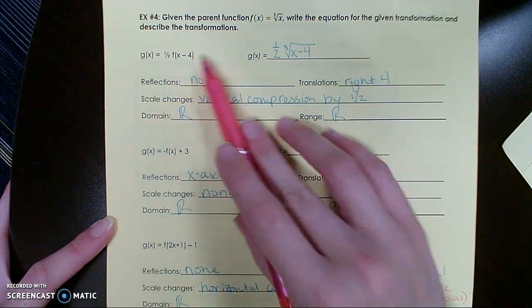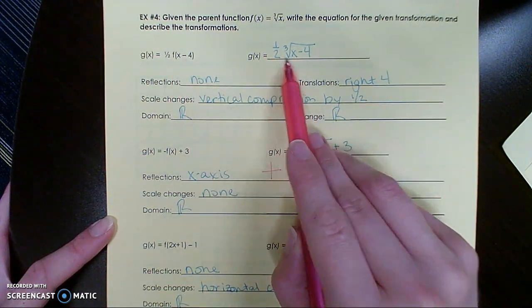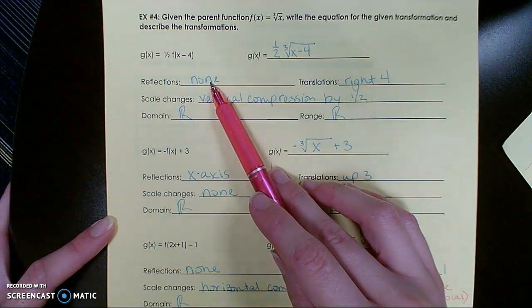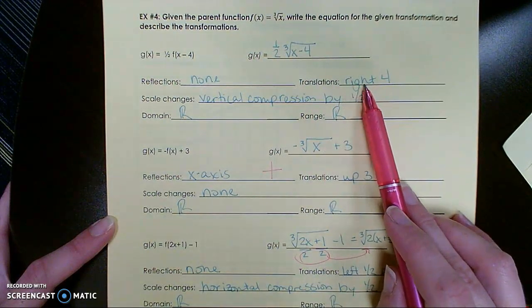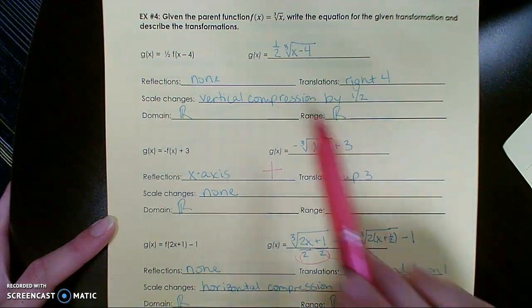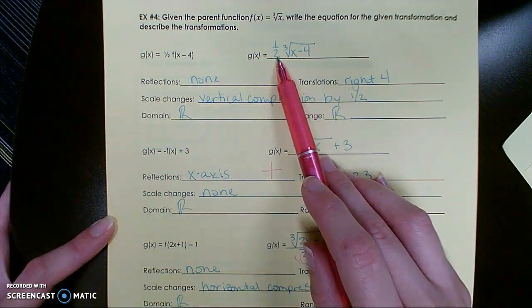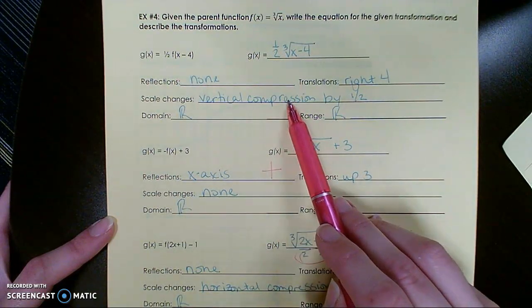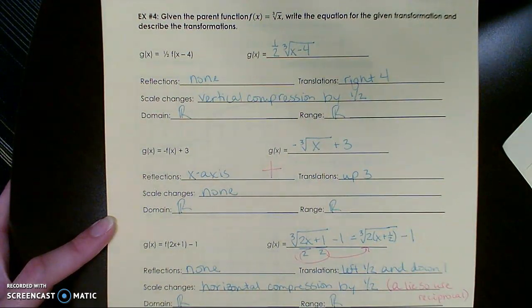Anything inside parentheses gets cube rooted. Anything outside goes in front or behind. So this is your equation. There's no negatives, so no reflection. There is a -4 under the radical, so we shift to the right 4. And there's a scale change of a vertical compression by a factor of 1/2 because we have a coefficient of 1/2 outside of the radical. So that's vertical, and it's a compression because it's between 0 and 1.